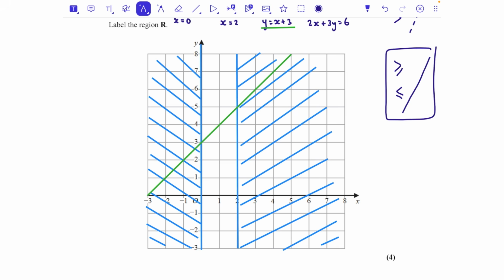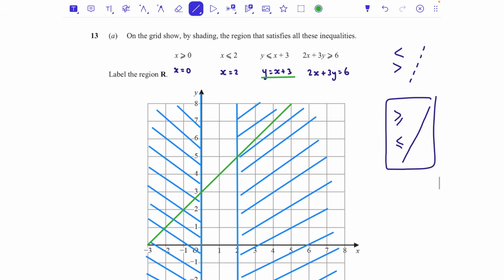Now again, we need to shade what we don't want here. So let's shade, should we shade in green? Yeah, why not? Now I want y to be less than x add 3. What you can do is pick a point on one side of that green line. So the origin is always a good point to pick. If I pick the origin 0, 0, I can then substitute that in.